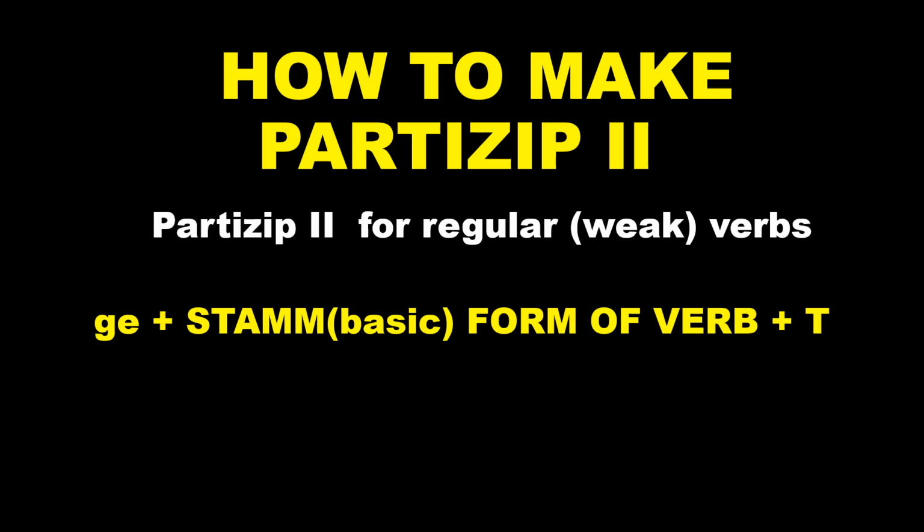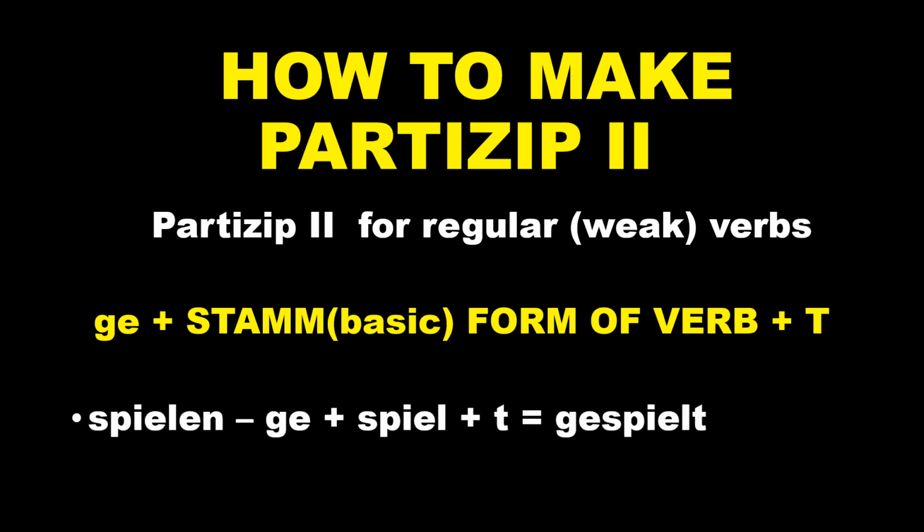So this ge is the prefix. Then we take the basic form, which we call in German Grundform or Stamm of the verb. Then we add t at the end. That is how we make the Partizip zwei form. Let's see some examples. For example, spielen, which we already know, we have done lots of exercises before as well. Spielen means to play.